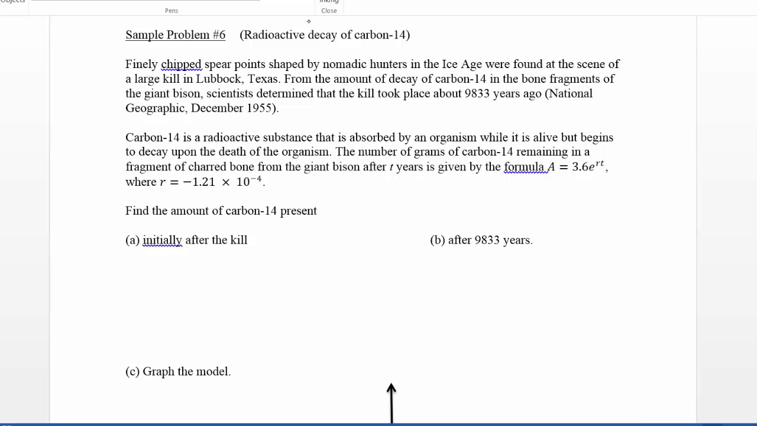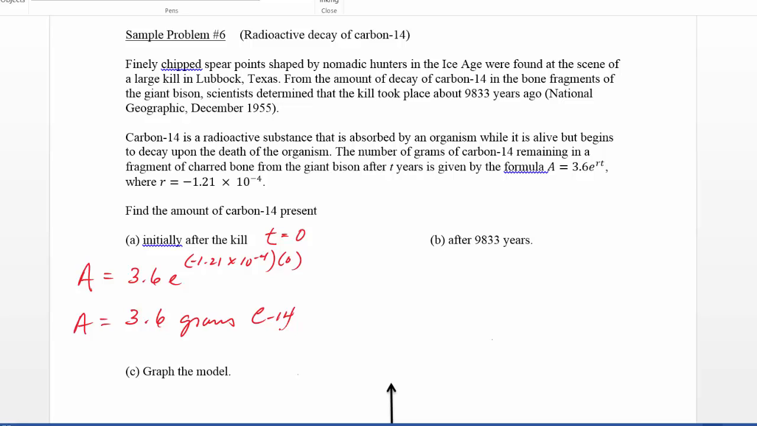And so part A says, find the amount of carbon-14 present initially after the kill. Well, at that point in time, 0 years have actually passed by. So we have a T of 0 initially after the kill. And so we have 3.6 e to the 0, and anything raised to a 0 power is just 1. So we actually have 3.6 grams of carbon-14 initially present immediately after the kill.